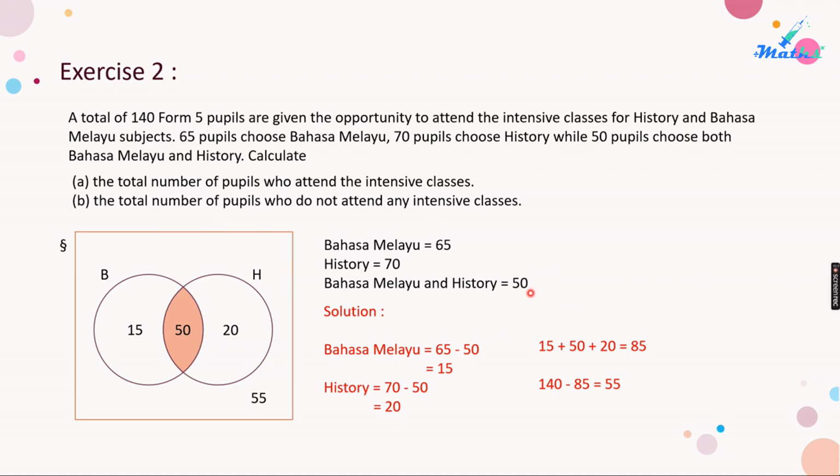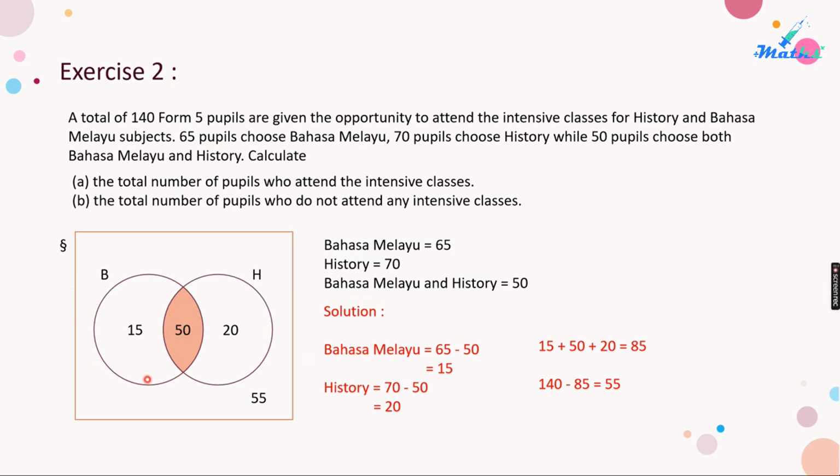Now we're going to list all the pupils who attend the Bahasa Melayu, history, and both Bahasa Melayu and history. For Bahasa Melayu, we have 65 people, history has 70, and both Bahasa Melayu and history have 50. We are going to write it down. First, we do those who took both subjects. 50, we write down in the middle for set Bahasa Melayu and history. And this is the intersection, who took both.